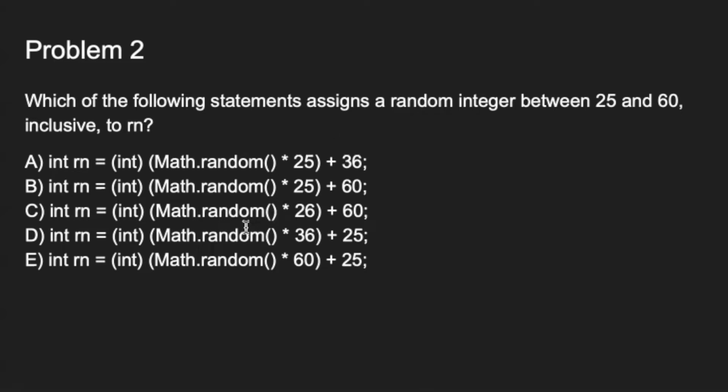So if you do Math.random times 36, which is 60 minus 25 plus 1, that will return a value from 0 to 35. And then if you add 25 to it, then the bounds will change to 25 to 60. So therefore the answer is D.